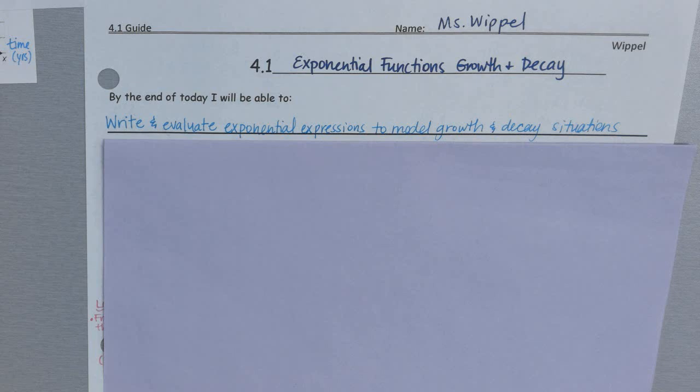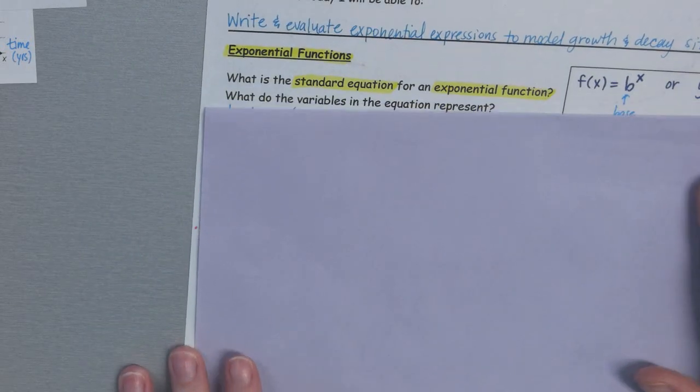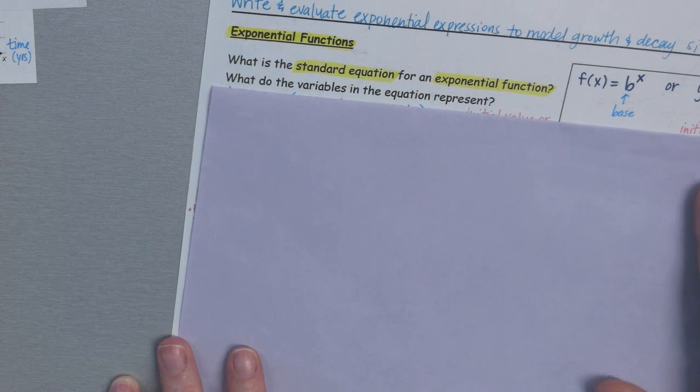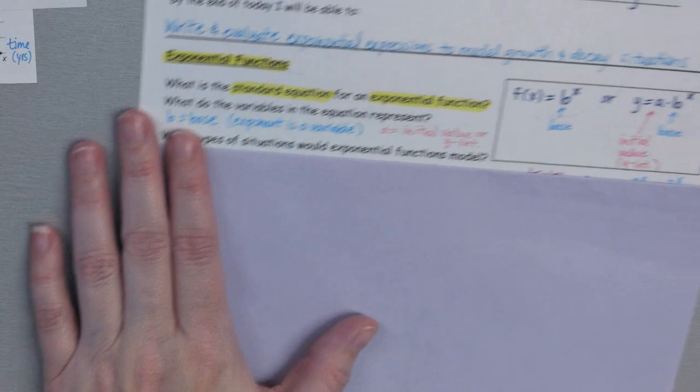So chapter 4 is about exponential functions. Today our focus is going to be on growth and decay. We're going to be graphing, and we're going to be identifying different situations with growth and decay. All right, so there is a standard equation for an exponential function, so that's what we're going to put in the box.